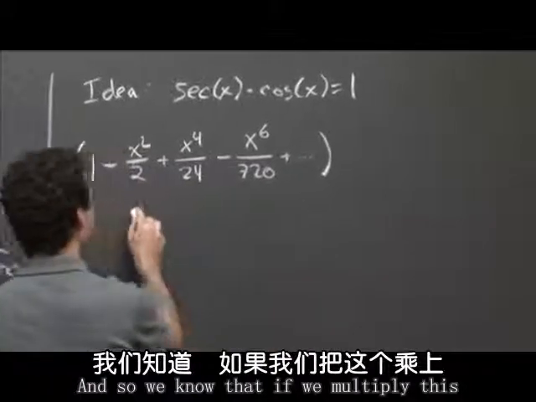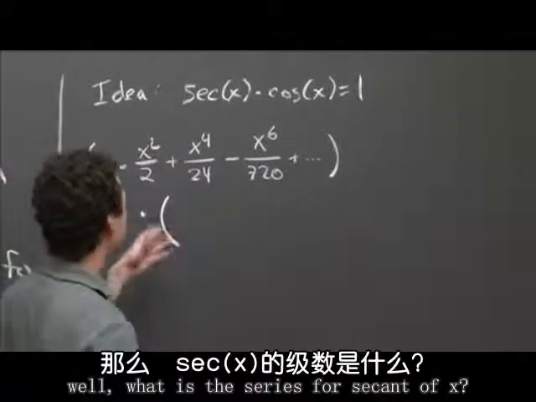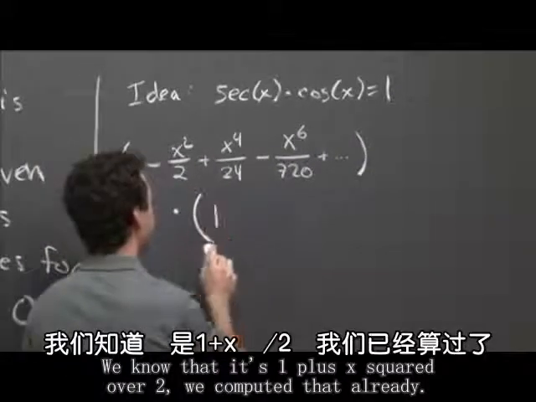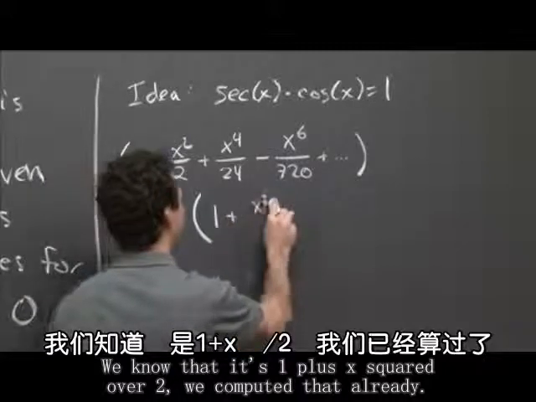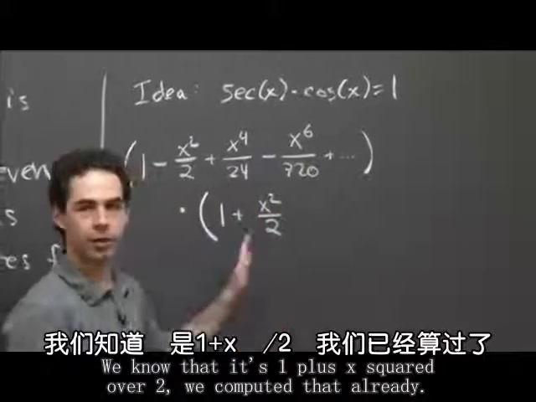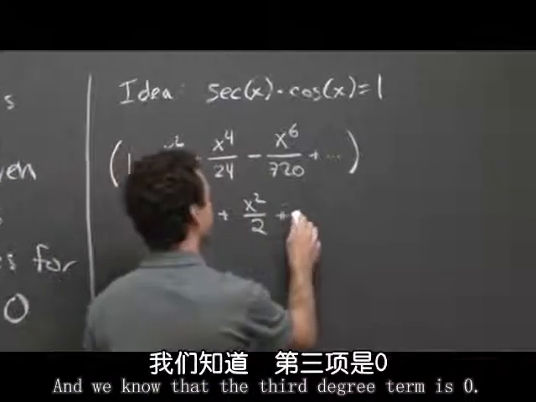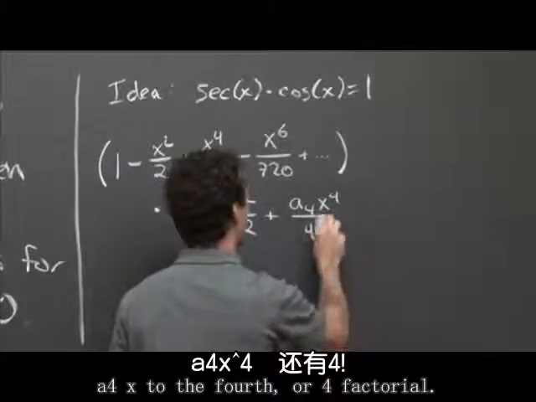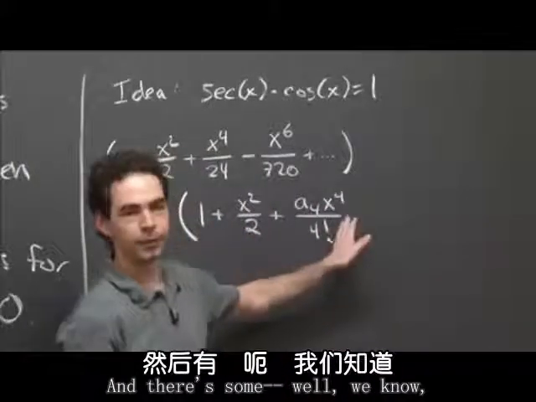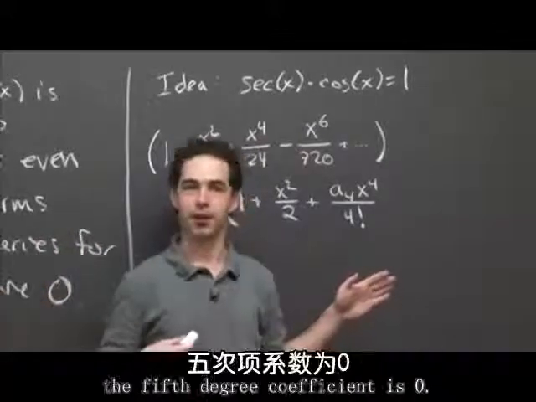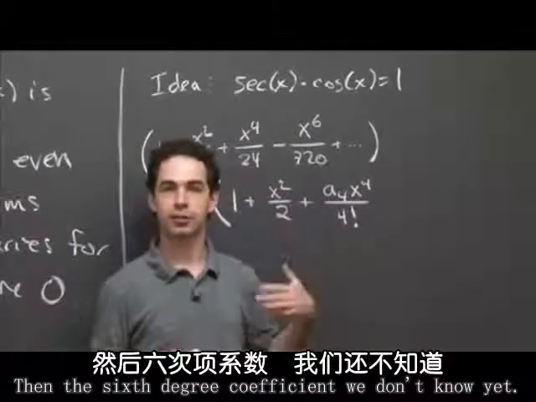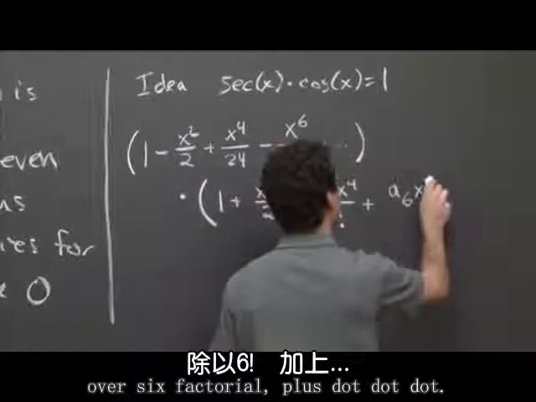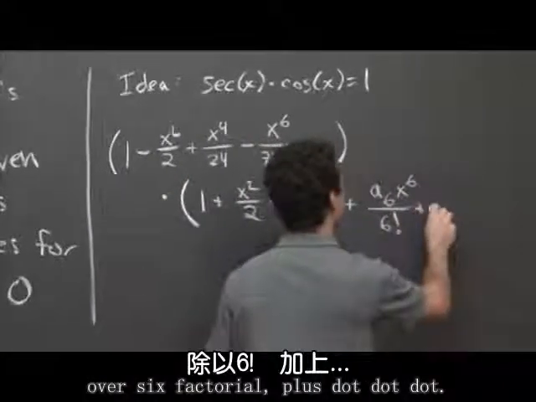And so we know that if we multiply this by the series for secant of x, well, what is the series for secant of x? Well, we've already computed a few terms. We know that it's 1 plus x squared over 2. We computed that already, and we know that the third degree term is 0. So there's some 4th degree coefficient, a for x to the 4th over 4 factorial. And there's some, well, we said it's even, so we know the 5th degree coefficient is 0. So then the 6th degree coefficient we don't know yet. So this is plus a sub 6 times x to the 6th over 6 factorial plus dot, dot, dot.